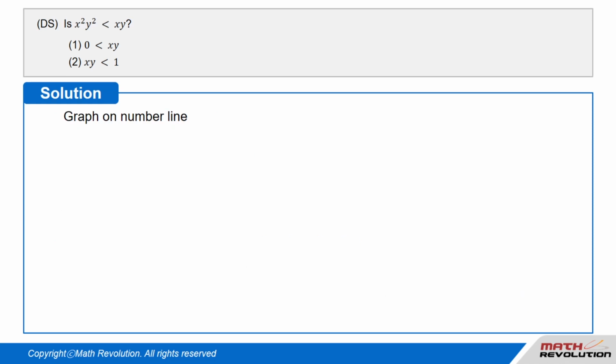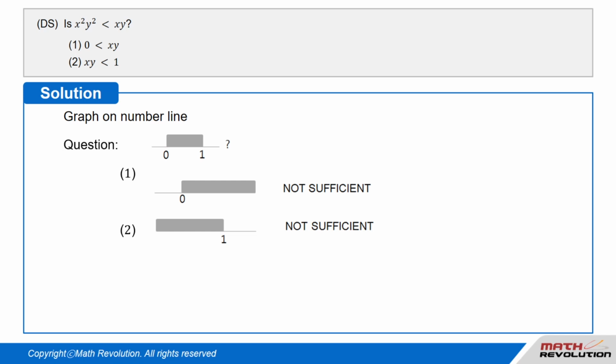Let us look at the graph on the number line as shown below. Question: is x greater than 0, which is smaller than 1? Condition 1: x is greater than 0. This is not sufficient. Condition 2: x is smaller than 1.